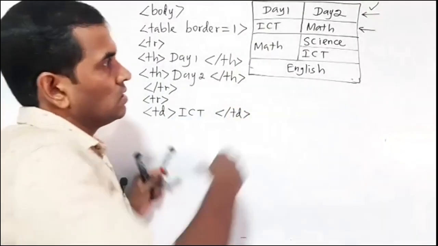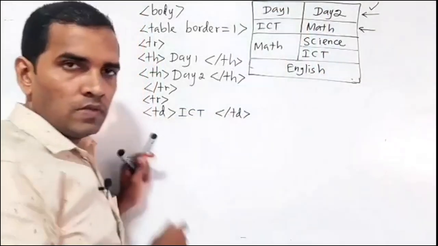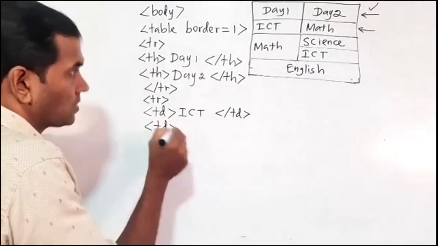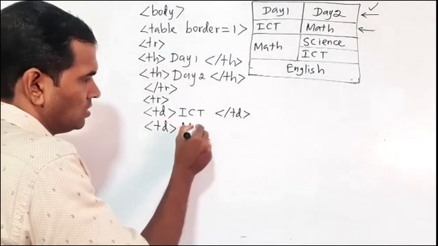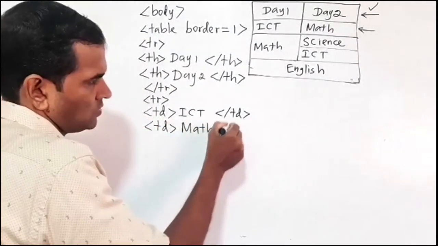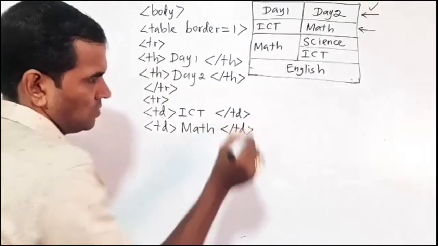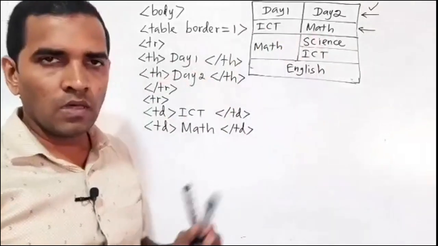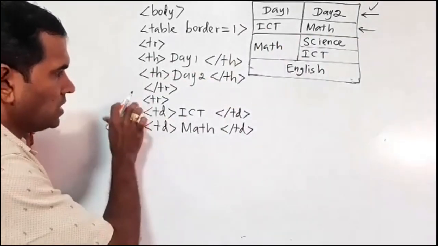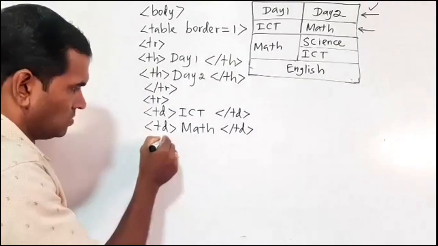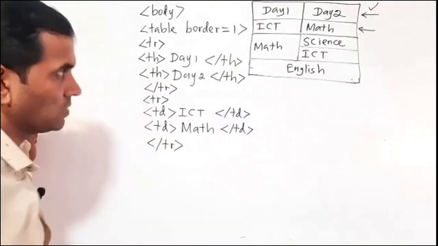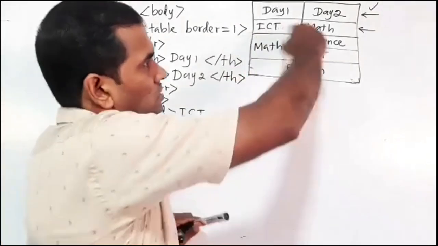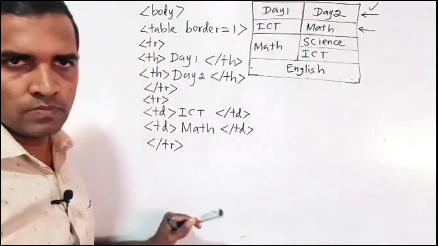You have another cell in the same row, so another td. This is mathematics, so it is maths. Close the td. Yes, both of them have been created, so close this tr. So the first 2 rows are over.